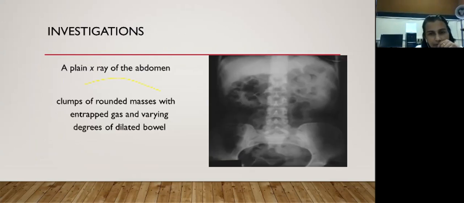Investigations, if you're able to, you can do a plain X-ray of the abdomen. We can see clumps of rounded masses with entrapped gas, and you can sometimes see varying degrees of dilated bowel. That's called chronic constipation. Next slide.